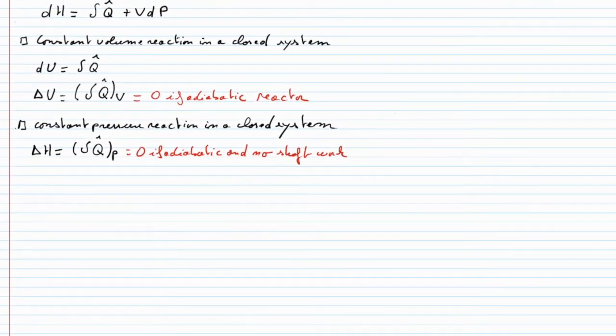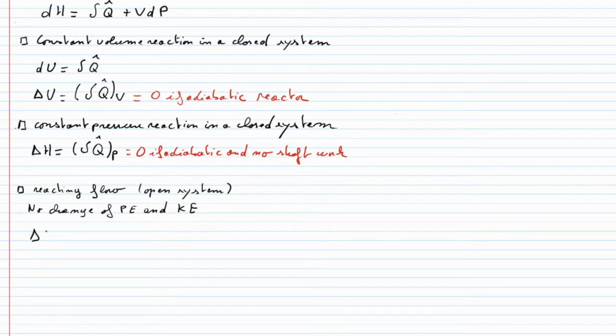Finally, if we consider an open system, a reacting flow, with no change of potential energy or kinetic energy, it can be shown that the variation of enthalpy is equal to the heat transferred to the system at constant pressure. Again, it is equal to 0 under adiabatic and no shaft work conditions.